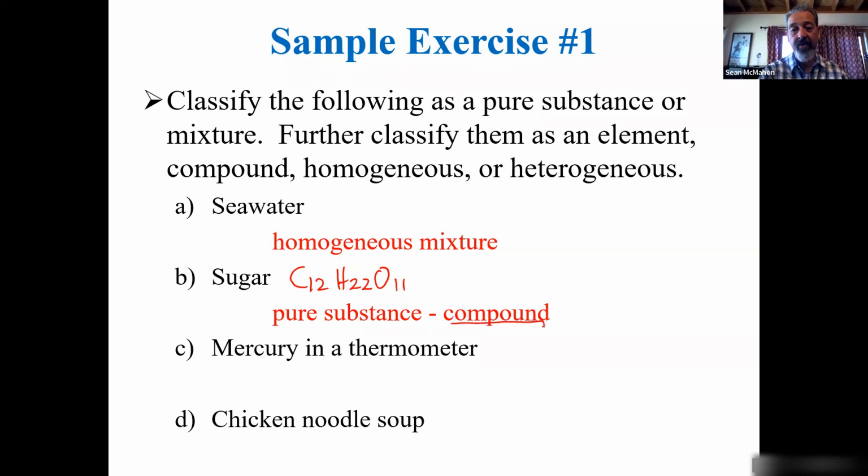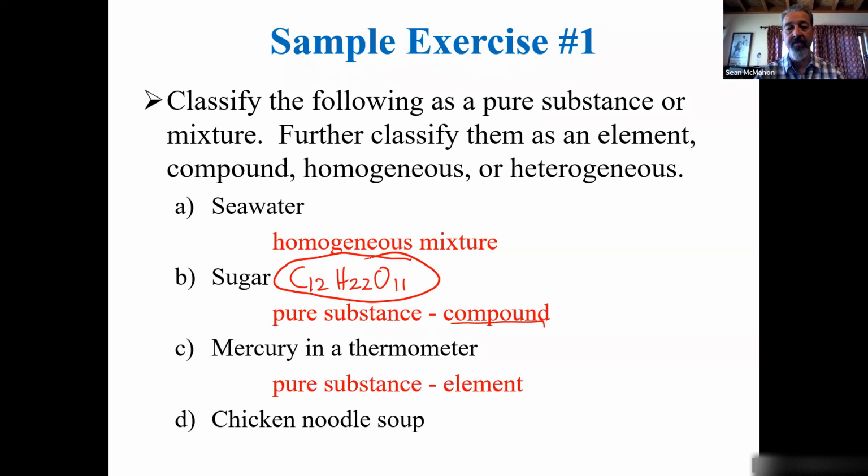Why is it a compound? Because it's more than one type of element. There's carbon, hydrogen, and oxygen that are bound together to make sugar. Why is it considered pure if there's more than one type of element? Because it has this fixed ratio.